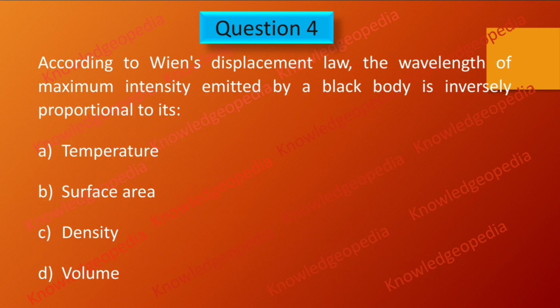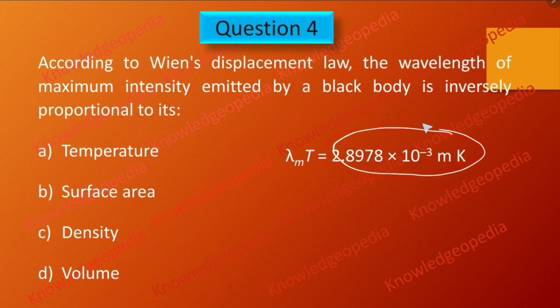Coming to question 4, according to Wien's displacement law, the wavelength of maximum intensity emitted by a black body is inversely proportional to its temperature, surface area, density, or volume. Okay. So according to Wien's displacement law, lambda_m T equals a constant. Here this is a constant. Lambda_m is the wavelength of maximum intensity and T is the corresponding temperature.